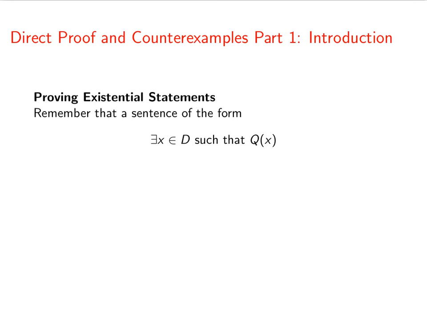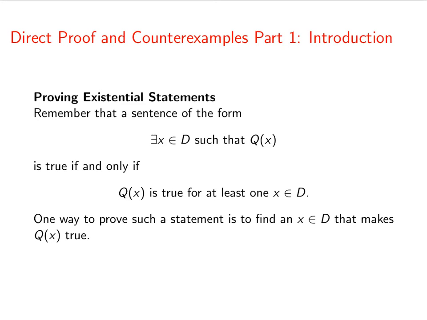Now, we've talked about this before, that if we want to take a sentence of the form, there exists x in D such that Q of x is true, this is true if and only if Q of x is true for at least one x in D. We just have to produce one.